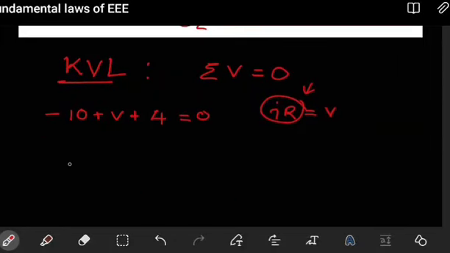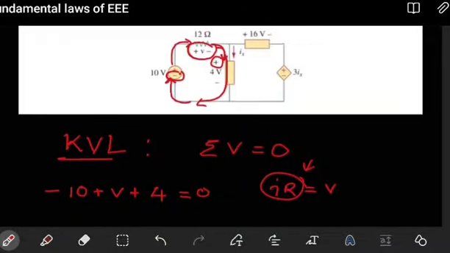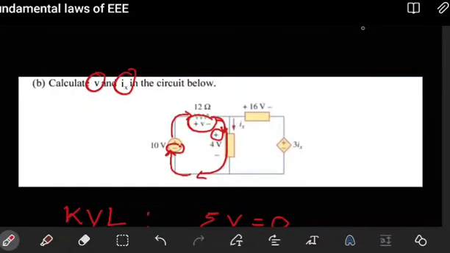0. From here, we see that V will have to be equal to, when the negative 10 and the 4 go to the right, positive 10 minus 4. We see that V has to be equal to 6 volts. So we have found V to be 6 volts. Now we want to find Ix.